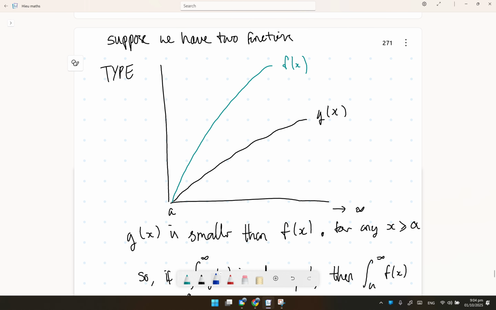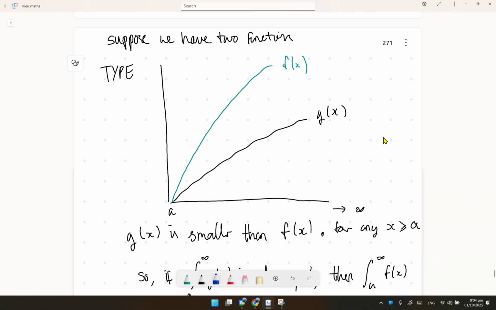So imagine that we have two functions, f(x) and g(x). f(x) is always going to be larger than g(x) throughout the domain which we're working on, which is a to infinity. And this only works if one function is always going to be larger or smaller than the other function throughout the domain.